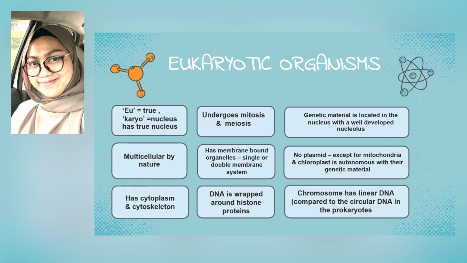This organism has membrane-bound organelles, with either a single or double membrane system. It has no plasmid except for mitochondria and chloroplast, which are autonomous with their genetic material. Eukaryotes have cytoplasm and cytoskeleton. The DNA is wrapped around histone proteins, and the chromosome has linear DNA compared to the circular DNA in the prokaryotes.